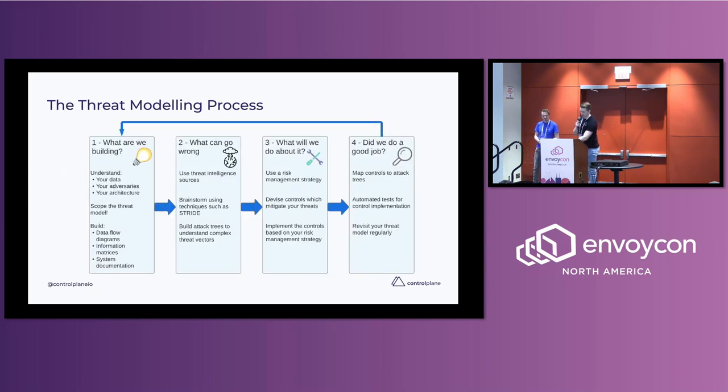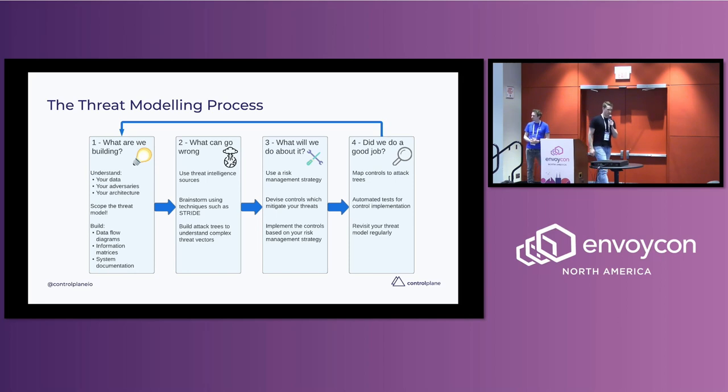So into the process: we follow a four-step iterative process for threat modeling that starts out first with what are we building? Here you need to actually define your scope, understand what your system is, your data, your adversaries, and your architecture to be able to actually begin the threat modeling process. Here you will build data flow diagrams as well as system architecture diagrams to actually understand what it is you're working with and how you can begin to build a threat modeling exercise off of that.